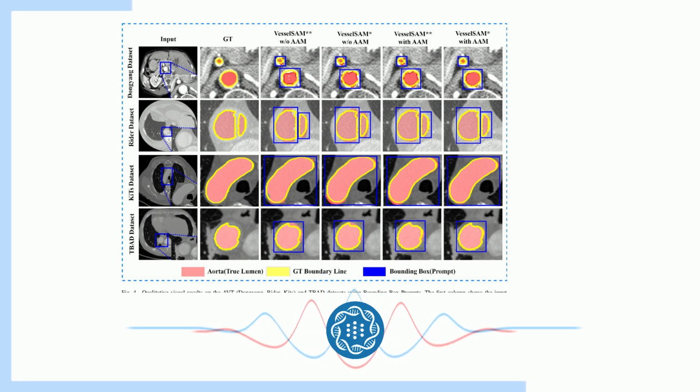Exactly. And it's not just about stents. VesselSAM can also help monitor aneurysms. Aneurysms. Okay, so those are the weakened areas in blood vessels. Right, the ones that can potentially rupture. And how does VesselSAM help with that? By creating these precise 3D models, doctors can track the size and shape of an aneurysm over time.